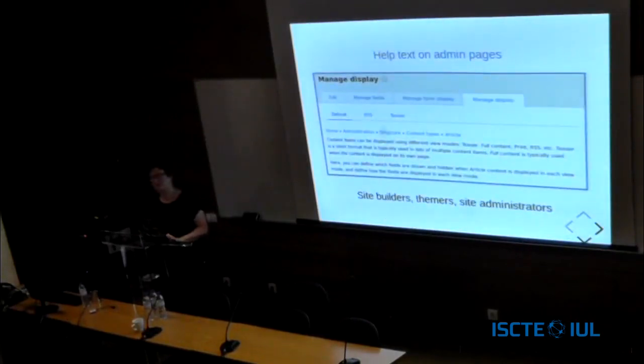Help text is on the admin pages, and I think that's the area where we could do the biggest win in actually thinking about what to do with them. This is the manage display description that is on top of the page that you always have to scroll past when you want to rearrange which fields to show. This is the same text that was in Drupal 7.